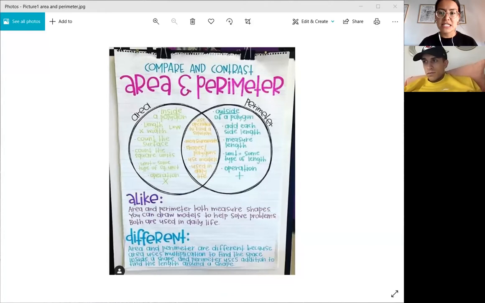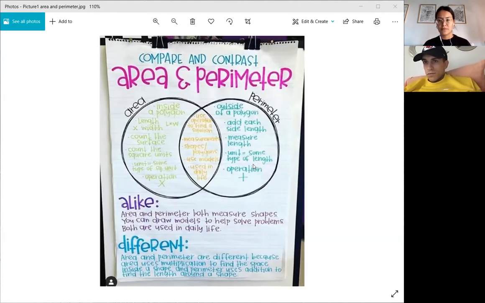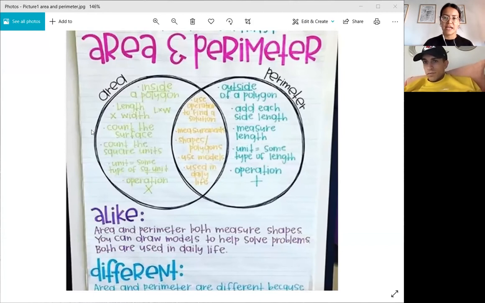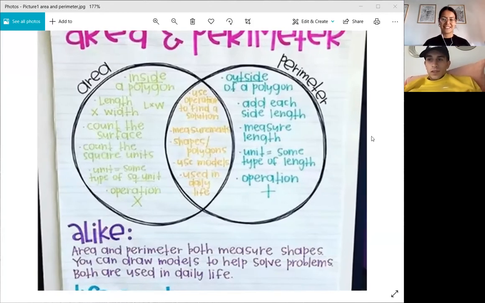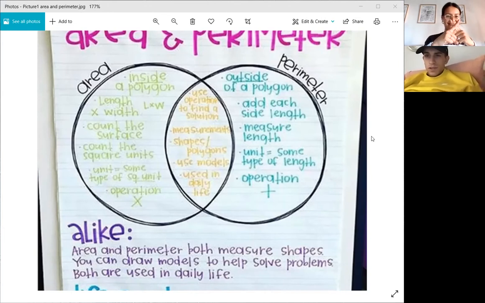Can someone read this little portion about area and this portion about perimeter? What does it say with the area version? Inside a perimeter. Length times width. Very good. Count the surface, count the square units. Unit is some type of square unit. Okay, and what do we use? X. Yes, so multiplying, right?